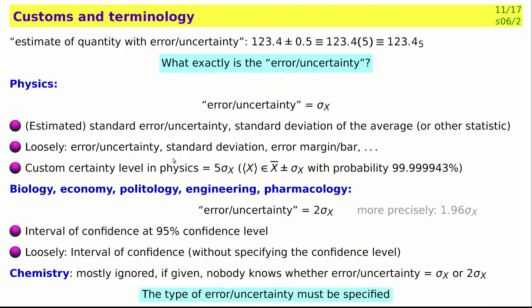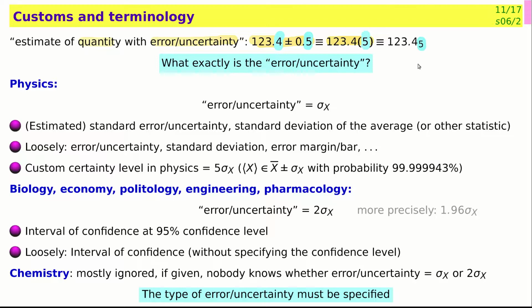Okay, and now about customs in different fields of science and terminology. And it's difficult. What you find in literature is certain estimate of quantity with something which is called error or uncertainty. It depends. Let us say a number plus minus another number. This is often written using parentheses, and it means that it's number 5 in the units of the least significant digit here. Okay? So that is how the number 5 is here. Some like to use a subscript here, but it is not quite clear.